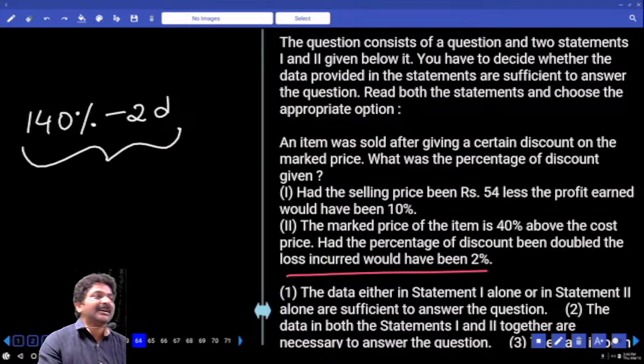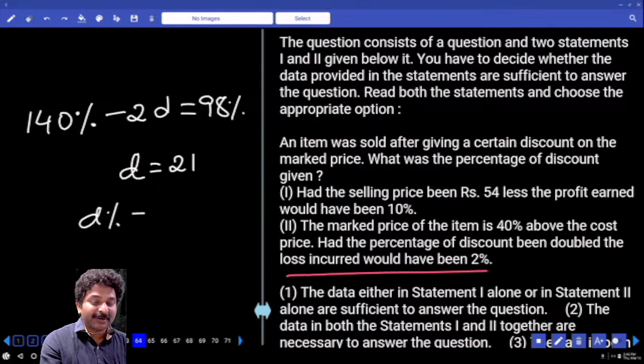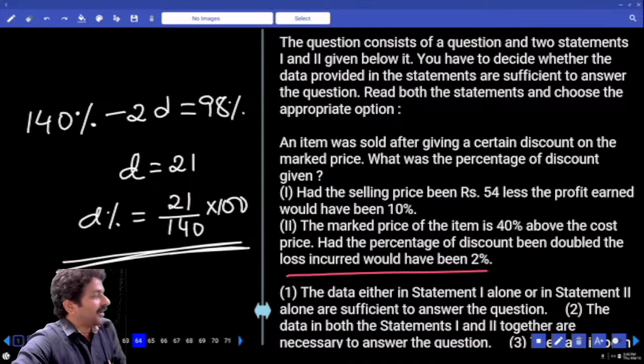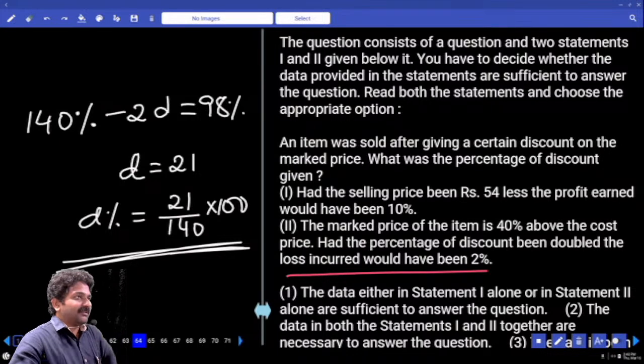Now read the statement again. There is a loss incurred and it would have been 2%. If there is a loss of 2%, selling price is 98%. From this 2D is equal to 42. Come on. D is equal to 21. If you want to calculate discount percentage, 21 is discount offered upon market price 140 into 100. Are we able to calculate discount percentage? So is 2 alone sufficient? Absolutely. Only 2 is sufficient to answer the question, but not 1 alone.